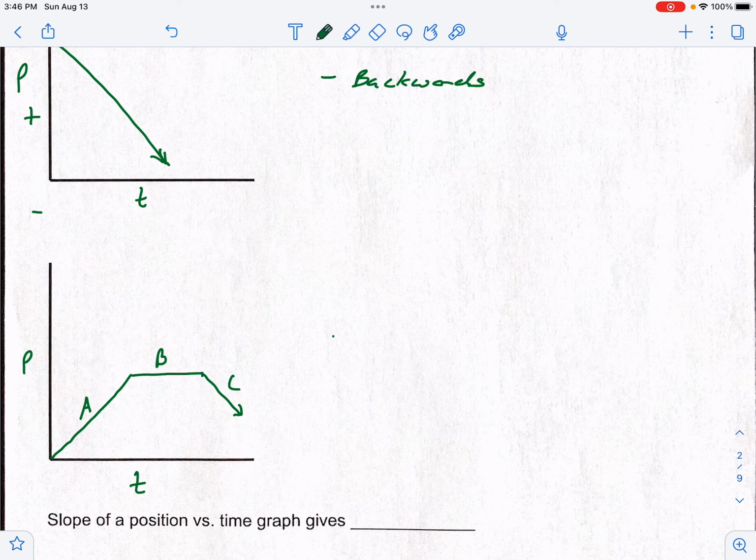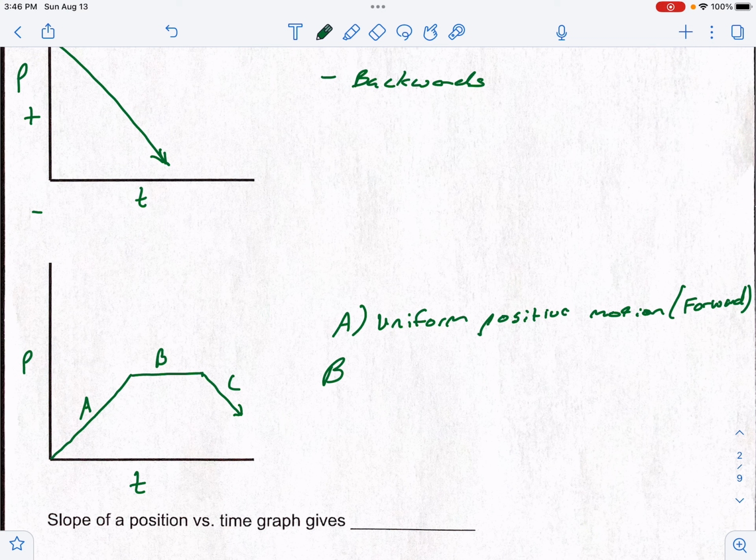So if I were to ask you what is going on at A, I see a diagonal line going straight up, so we do have velocity, but it is uniform, so not changing, positive motion. Or you could say it's going forward. So I'm going to put forward in parentheses. That means you're going forward at a constant velocity.